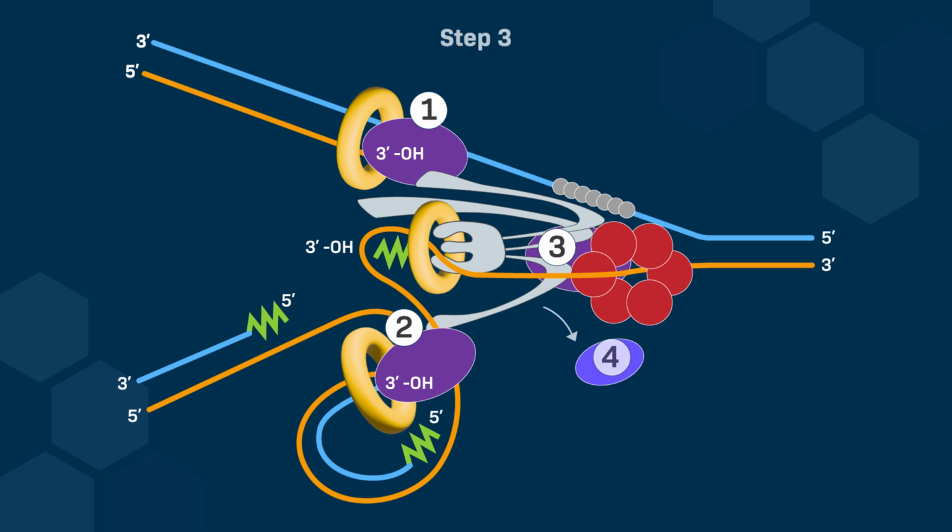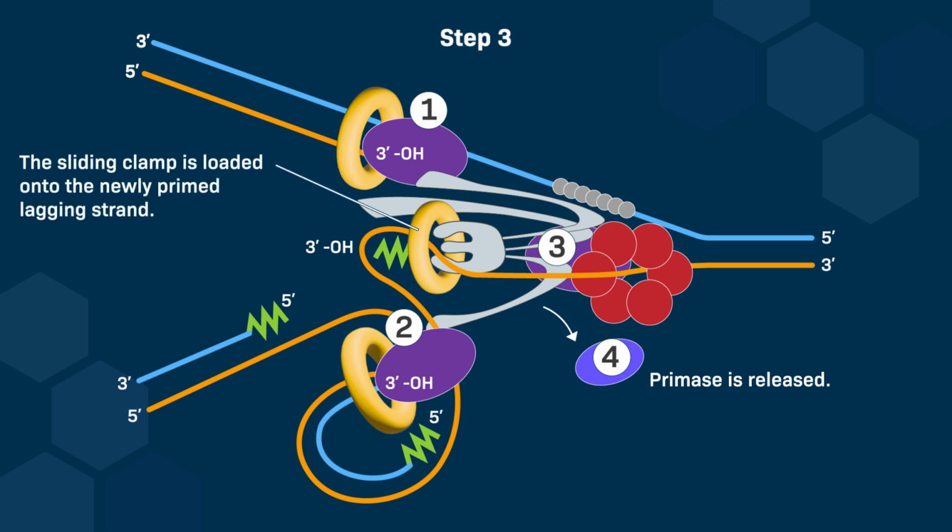In step 3, DNA polymerase 2 continues elongating the existing Okazaki fragment, while DNA polymerase 3 remains inactive and bound to the replisome. Meanwhile, primase completes the synthesis of the new RNA primer and then dissociates from the DNA. The clamp loader complex attaches a sliding clamp to the newly synthesized primer.